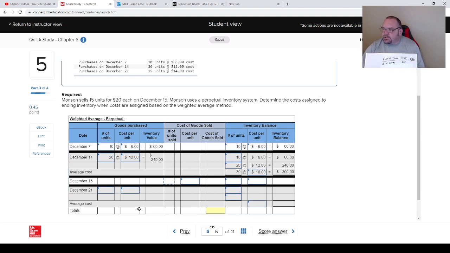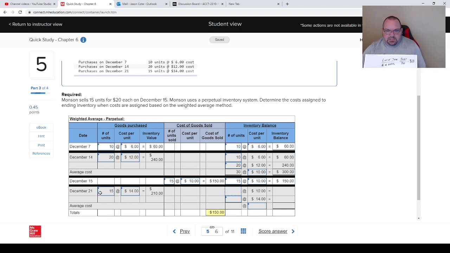So when we sell these 15 units, oh, I put 10 in. We sell these 15 units, they're all going to be given a cost of $10 per unit. Okay, right there. So what's left in inventory is the other 15 units at $10 a piece, right? Average cost. Okay, now we got to do our last purchase. Our last purchase is 15 units at $14 a piece.